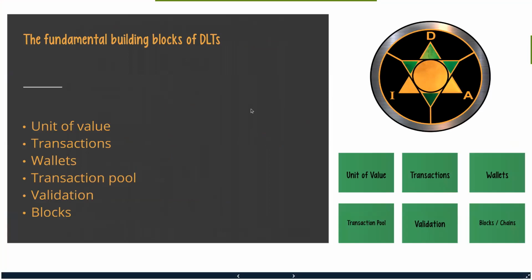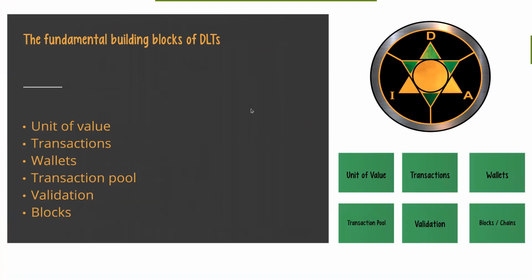Okay, great. Once we have the unit of measure, or the unit of the value, the next thing that comes to mind is transaction, because we need to exchange those values. It goes from one point to the other point. Those are called transactions, the second building block.